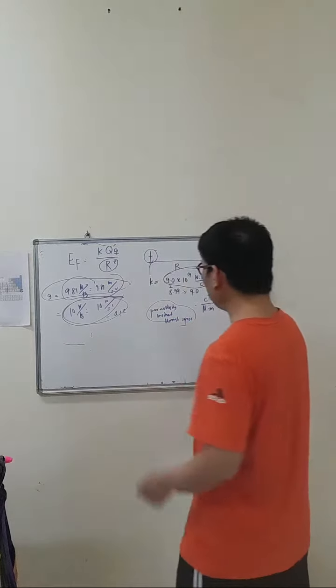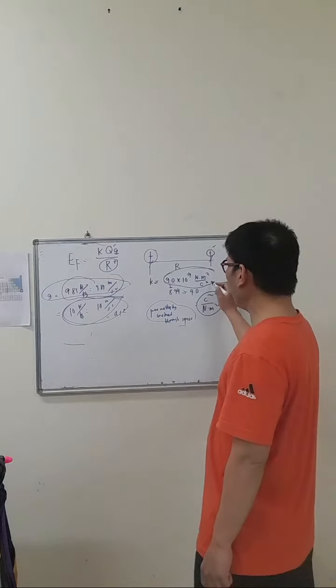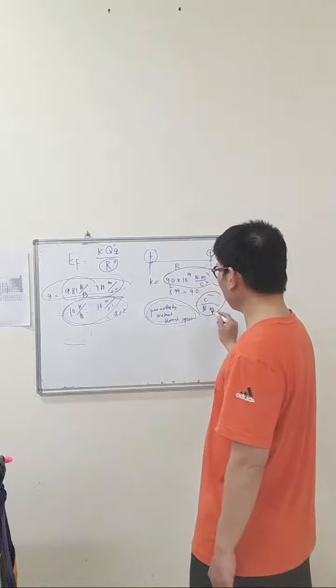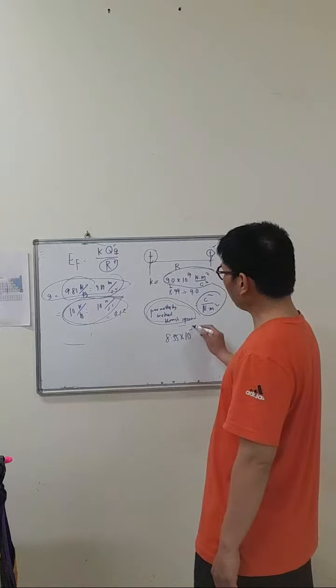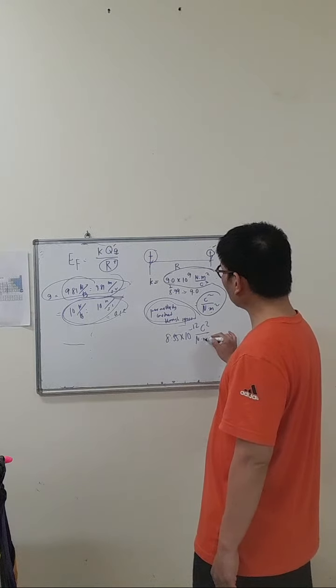So, this is the permittivity constant through space. The unit will be the reverse of your electric force constant. What is the value for this? This is 8.55 times 10 to the negative 12 Coulomb squared per Newton meter squared.